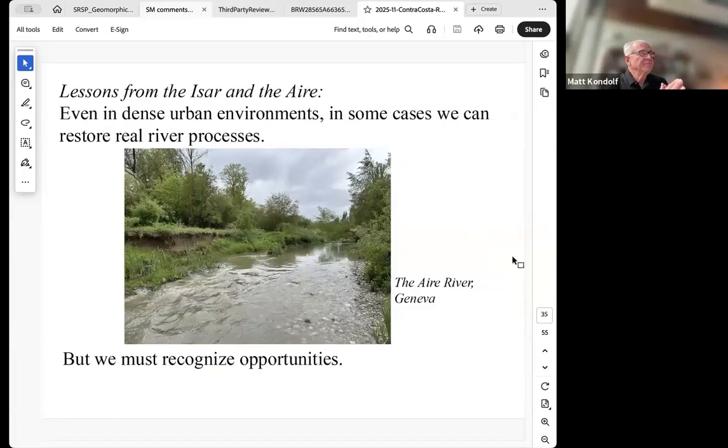And so I think from both the ESAR and the Aire examples, we can see that even in these dense urban environments, in some places it's possible to restore real river processes, but we have to recognize those opportunities.